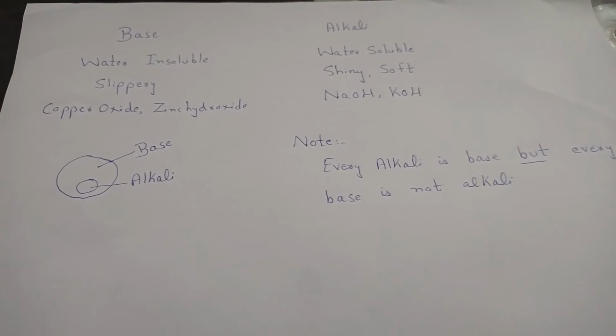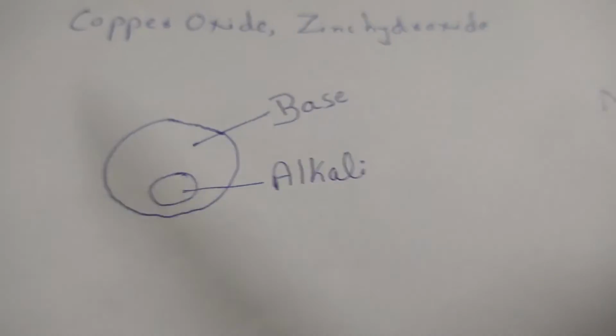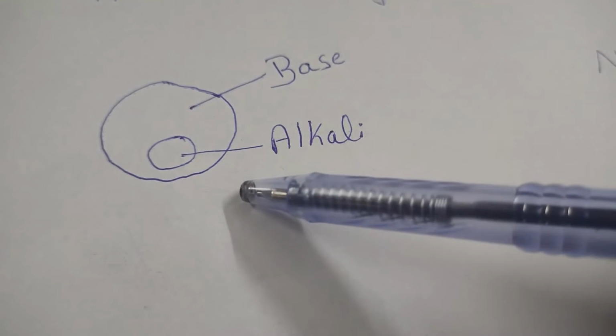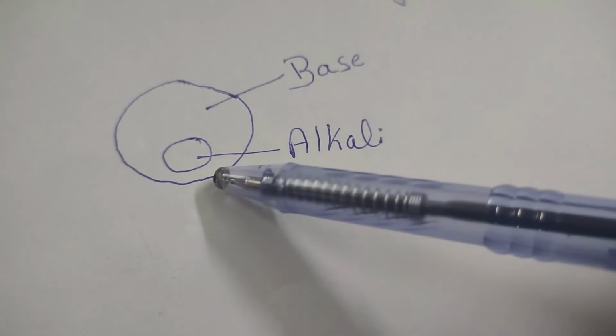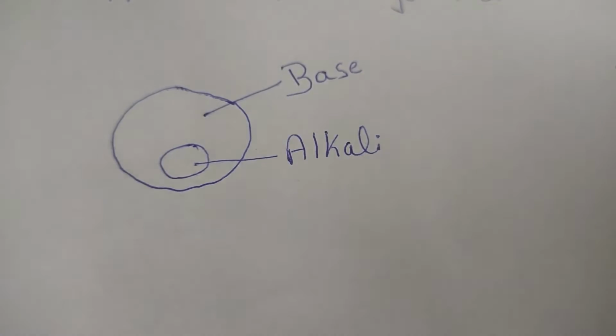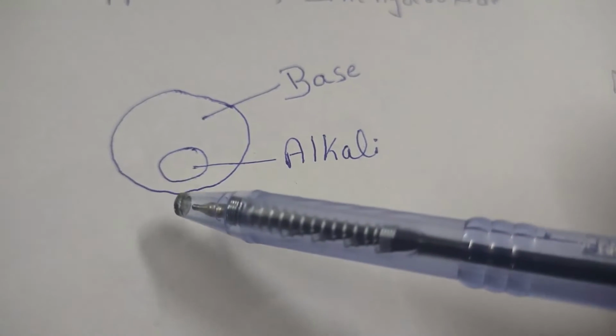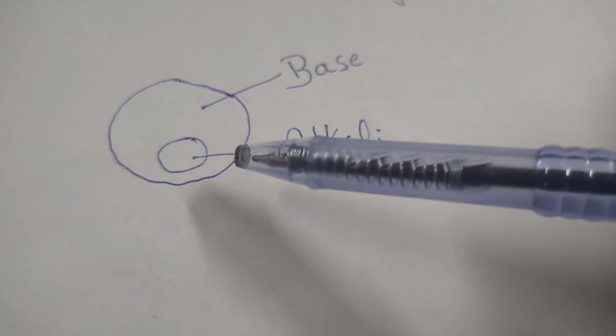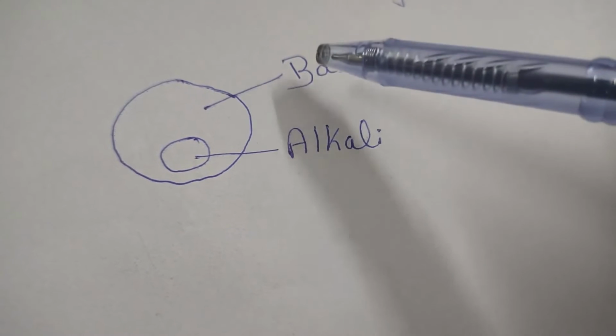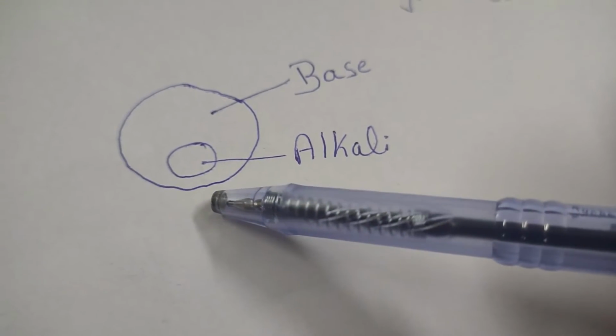But for a safer side, always use the word base, because every alkali is a base, but not every base is an alkali. Now the difference between base and alkali comes to this point. Just imagine this big circle is our universe, our Earth universe, and the smaller circle is the water in the universe. So all the water present in the universe is part of the universe, but the universe is not part of the water.